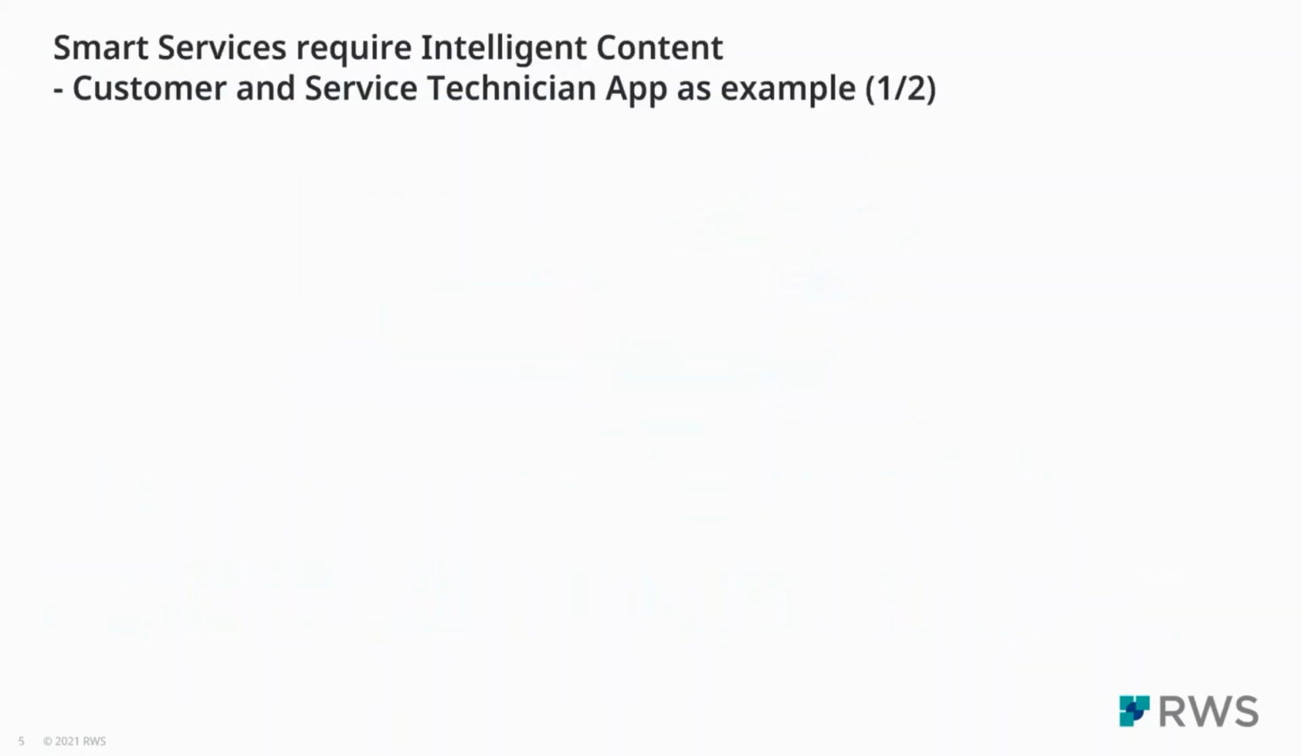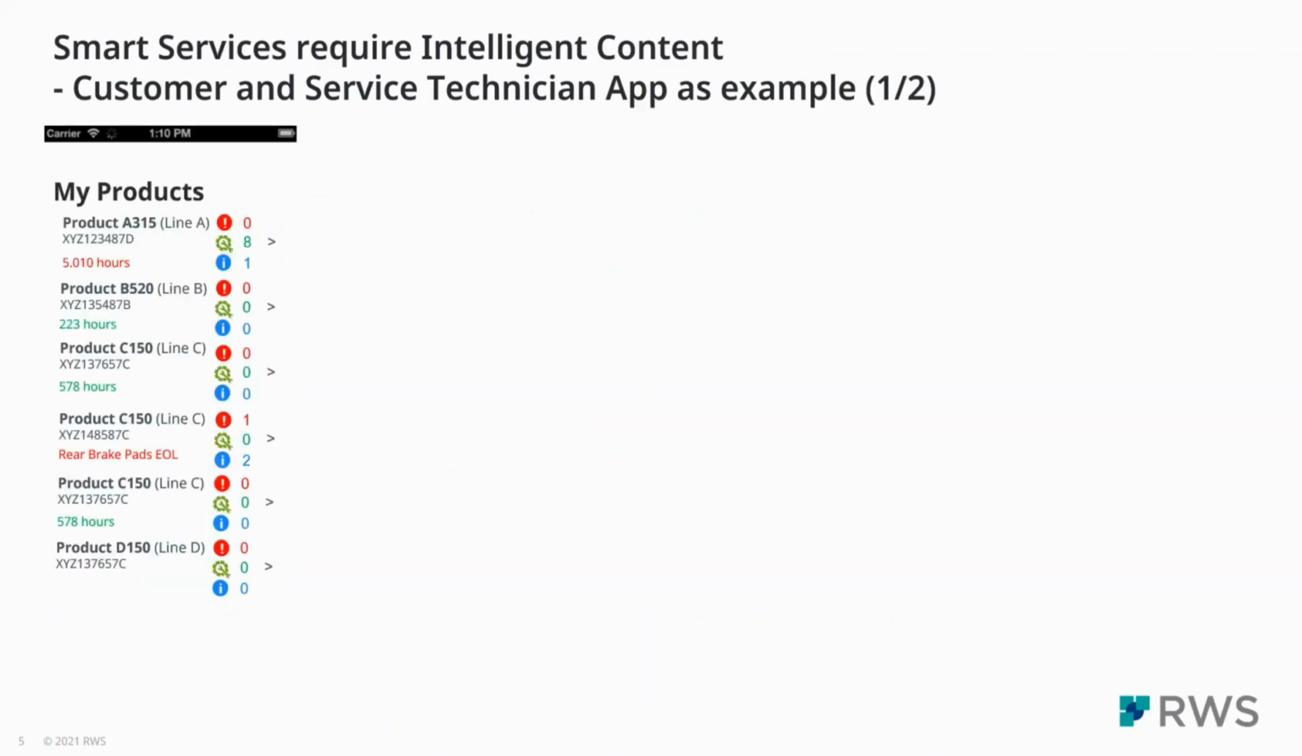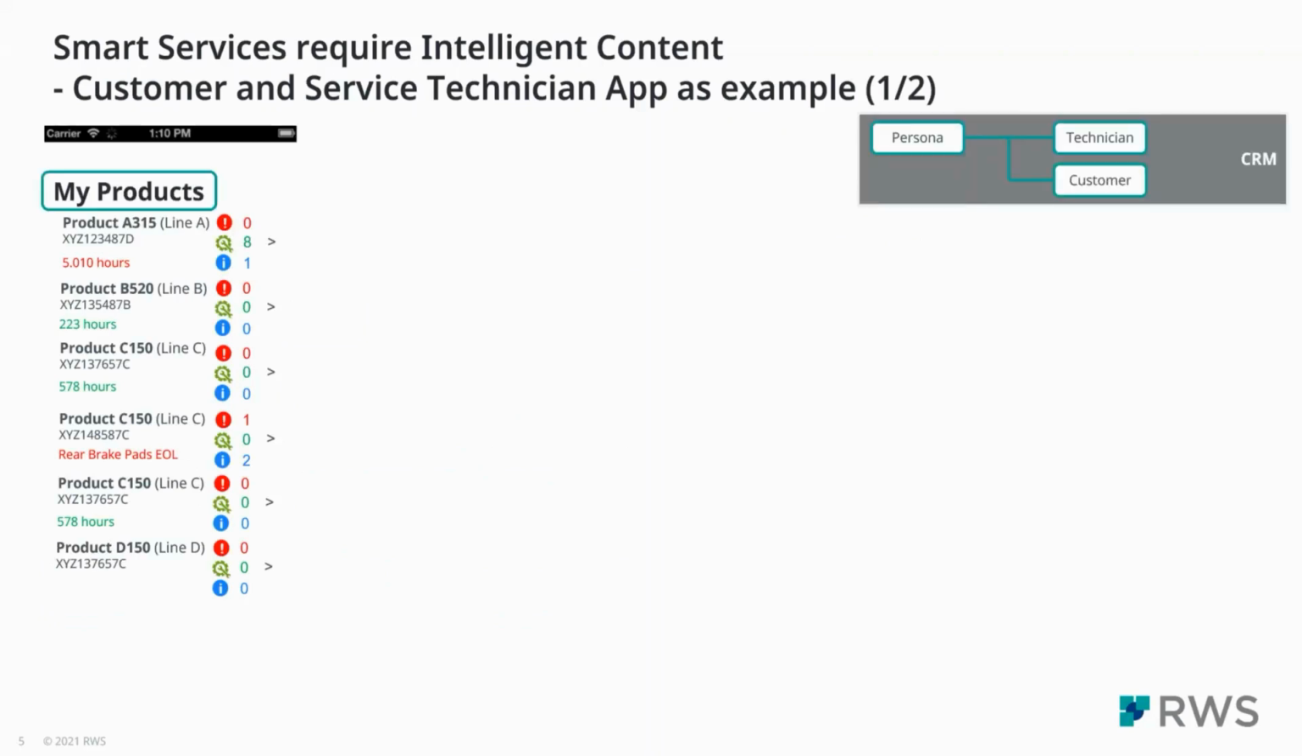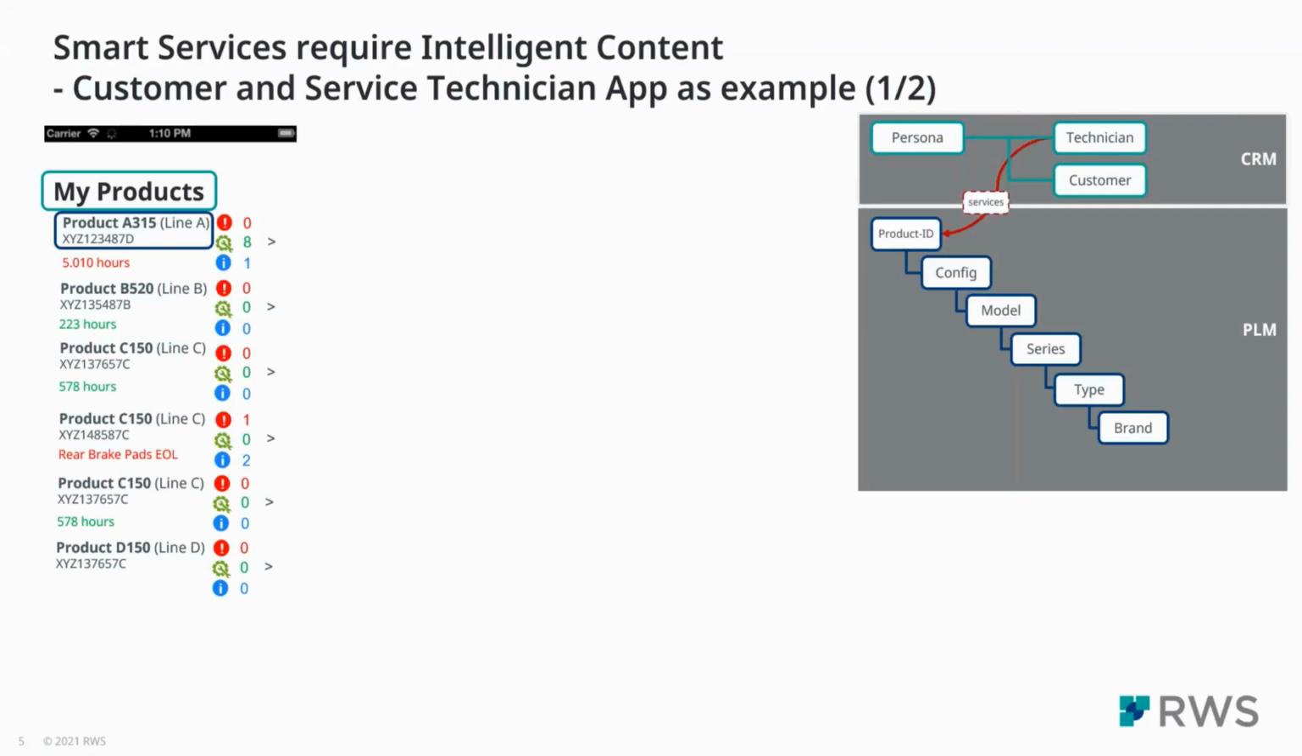How could such a smart service look for a customer, an operator, or a service technician? That's a different access to content. It's the person themselves who opens an application, the service technician or the operator, and what they see in that application is their own products. So it starts with the persona who is operating, owning or servicing a product with a specific product line.